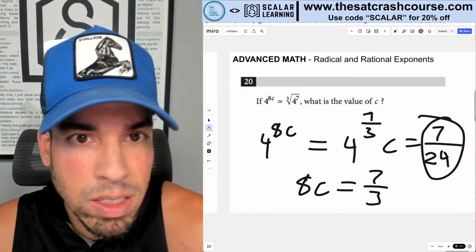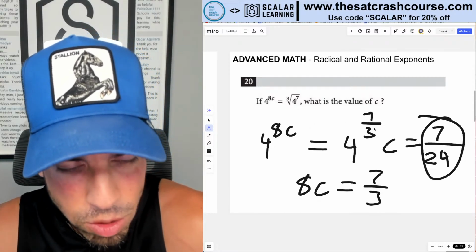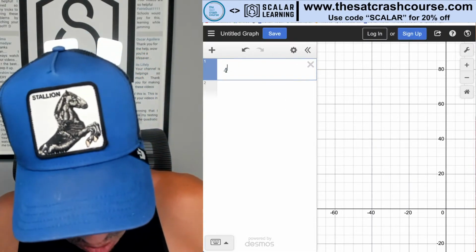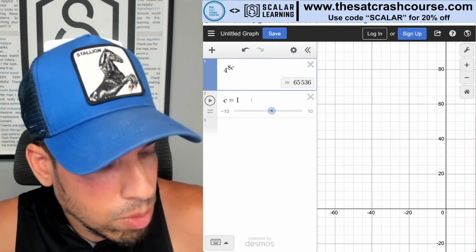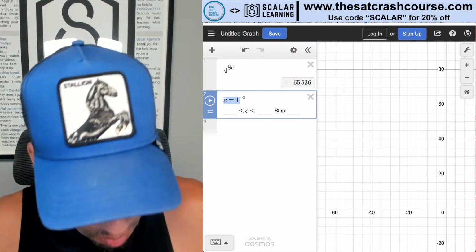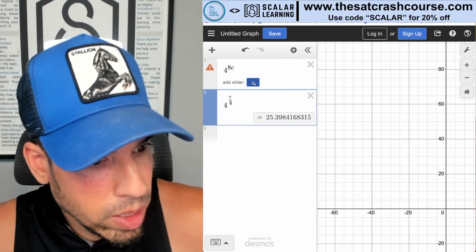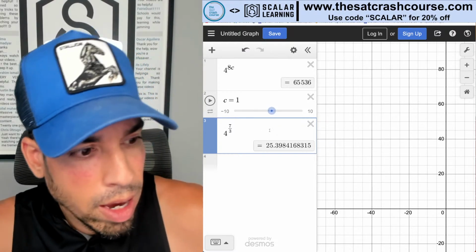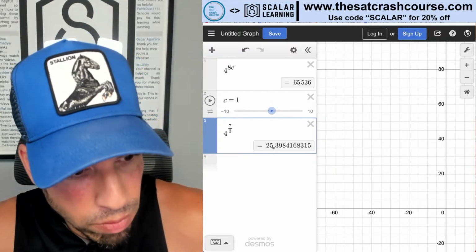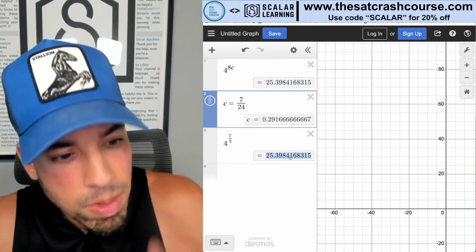Now, we can verify this in Desmos if you'd like. I'm going to put it in the exponential form like this with the rational exponent, just because it's a little bit quicker. But check this out. We've got 4 to the 8c, and we're going to add a slider. And then we've got, what was it on the other side? 4 to the 7 over 3. Okay, so we have this crazy 25 point whatever. And now we're going to plug in our answer. What do we get? 7 over 24. If I change c to 7 over 24, I should get this answer up here. So let's try it. 7 over 24, and look at that. They do match up, so you can see that we got the winner.